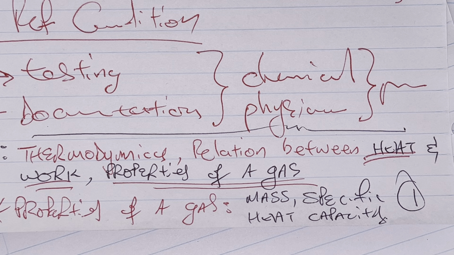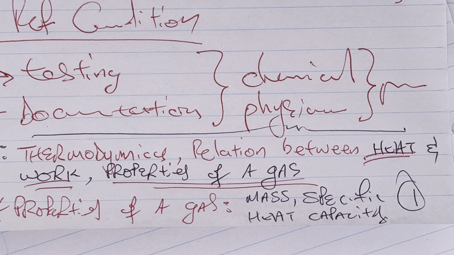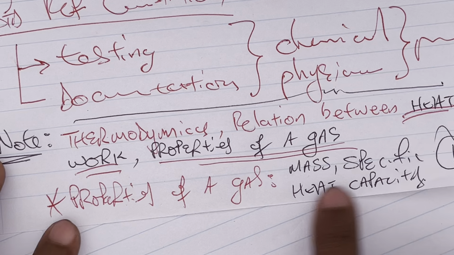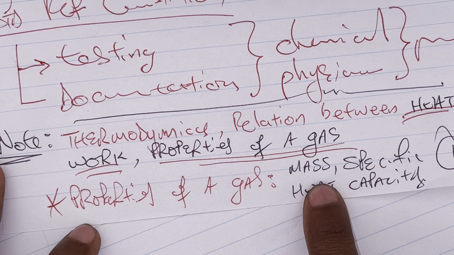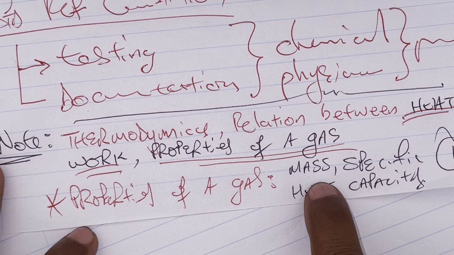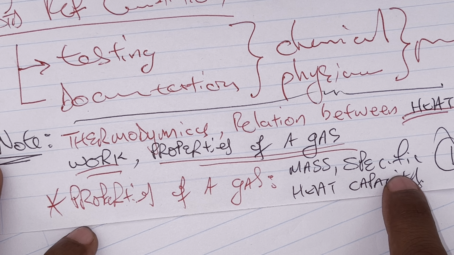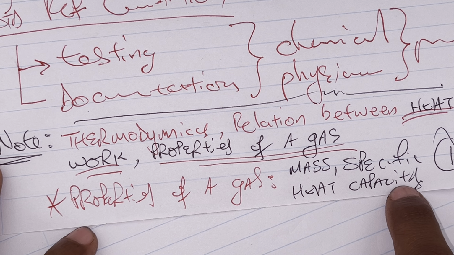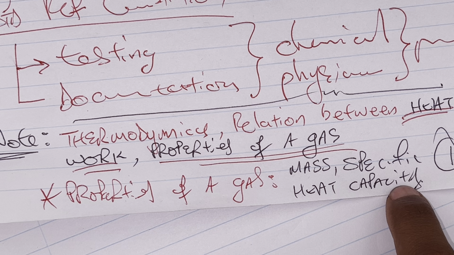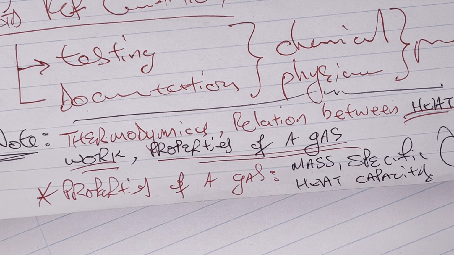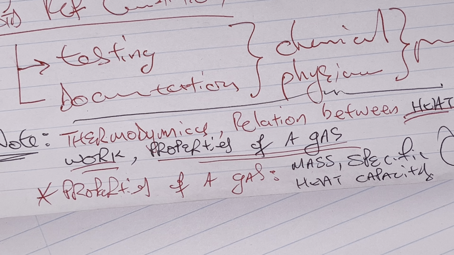Now, when we say properties of a gas, that can mean anything. So let's just define some of the properties of a gas, just so that we can be on the same page. Okay, right, here goes. Properties of a gas include the mass of a gas, as well as the specific heat and energy of that gas. That's it for now. Right, so now we have been briefed. So now let's continue.